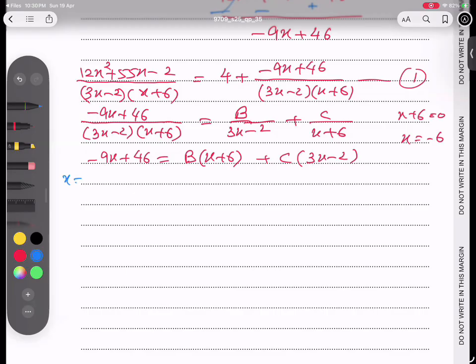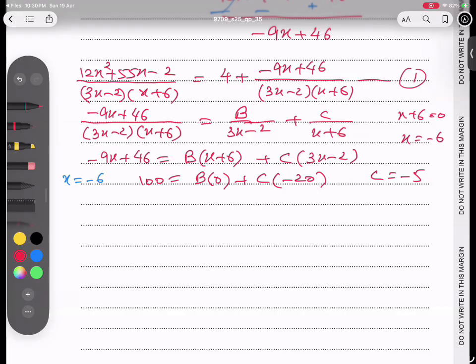When I replace the whole x by negative 6, here I get 54 plus 46, yeah, I got 100 from here, 100 from here. When I plug in negative 6, because this I have taken already 0, so b times 0. And when I plug in negative 6 here, 6 3s are 18, and negative 20. So c value becomes negative 5. So I hope you understood very well how I got the c value.